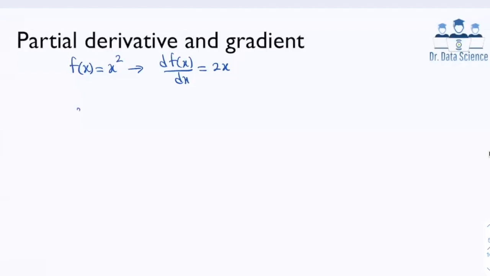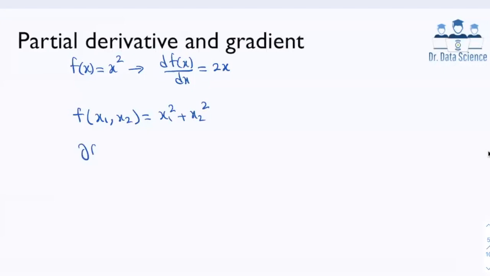However, in many cases we might have a function that has more than one variable, right? So here we have x1 and x2. Let's say this function is x1 squared plus x2 squared. Obviously this is a valid function. We have two variables, x1 and x2. Now if I want to find the rate of change, I have to change both x1 and x2, and that's where we have to use partial derivatives.